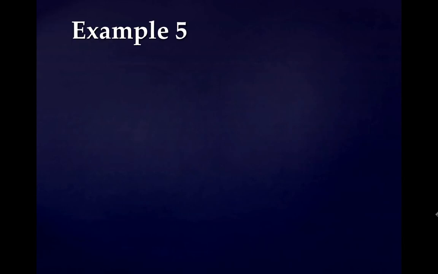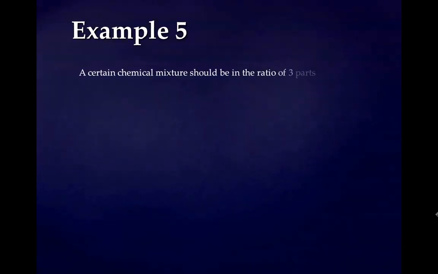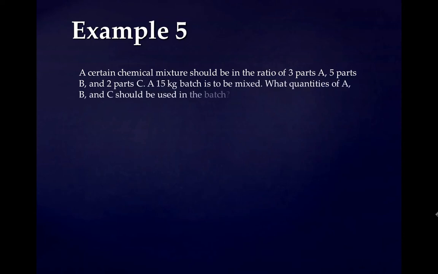Example 5. A certain chemical mixture should be in the ratio of 3 parts A, 5 parts B, and 2 parts C. A 15 kilogram batch is to be mixed. What quantities of A, B, and C should be used in the batch?